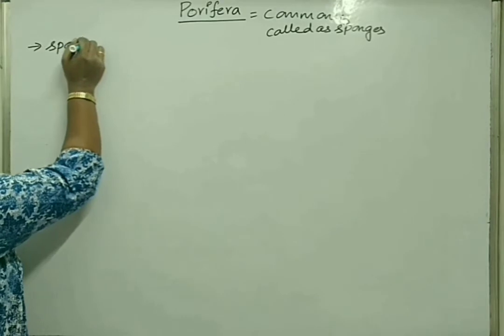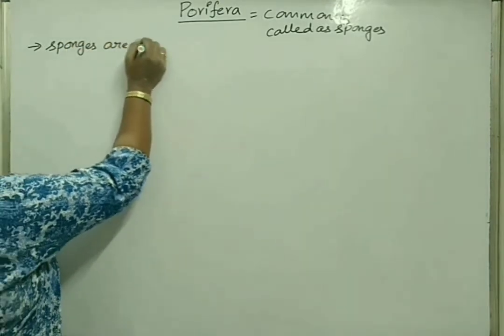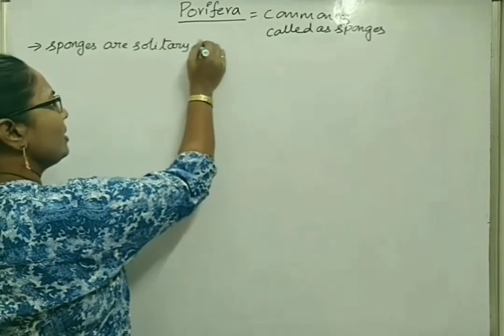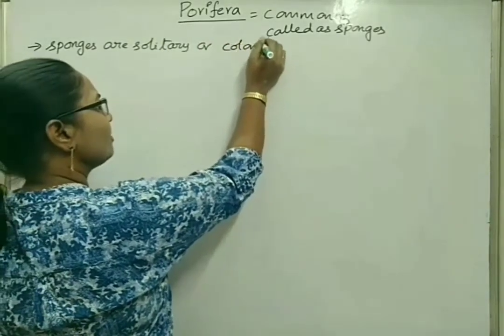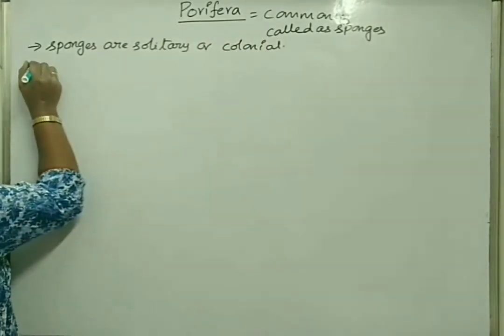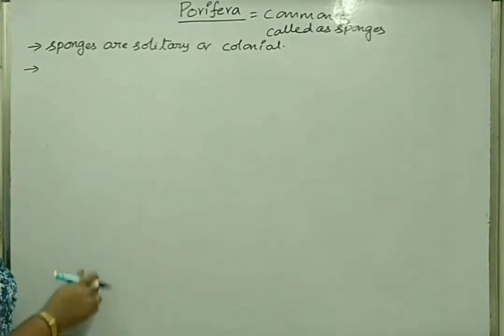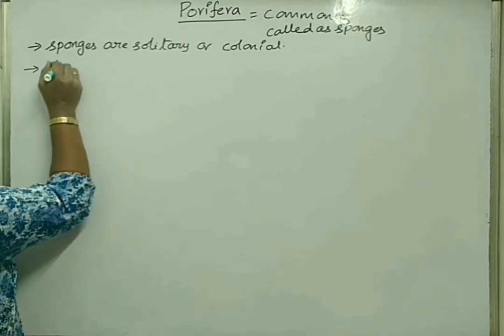Sponges are solitary or colonial, meaning they live singly or in colony form. In the anterior part of the body, sponges have a paragastric cavity which is called the spongiocele.